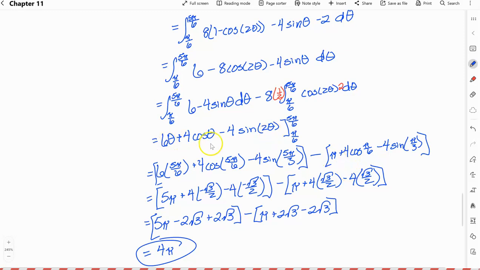So I'm going to have 6 times pi over 6, which is going to give me a pi, plus 4 times cosine of pi over 6, which is 4 times square root of 3 over 2, and then a -4 times sine of pi over 3, which is -4 times square root of 3 over 2. So you can already see some things are going to cancel. In the end, we're going to be left with just that 5 pi minus pi, and that's going to give us 4 pi for that answer.